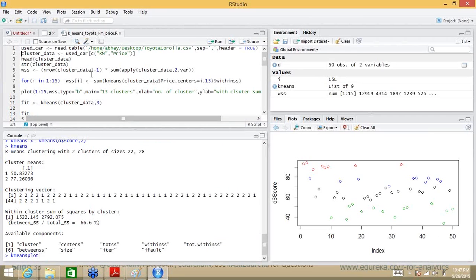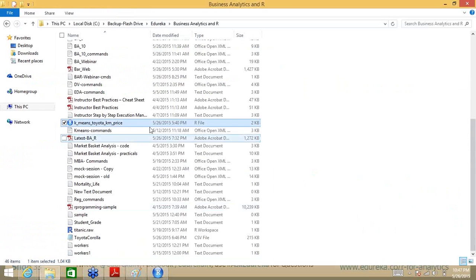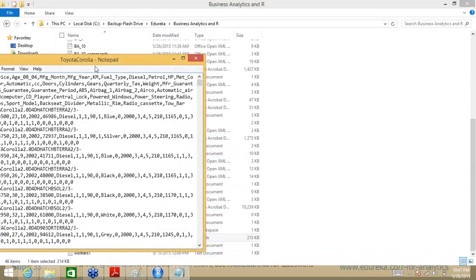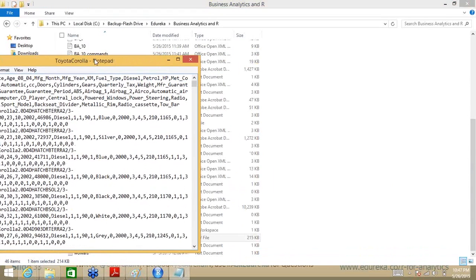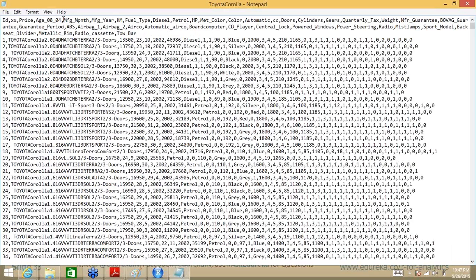So this is a used car example, and I'll quickly execute this, and I have this data set which is my Toyota Corolla used car. It has got a lot of details like this, right? It has got price range and all these things.